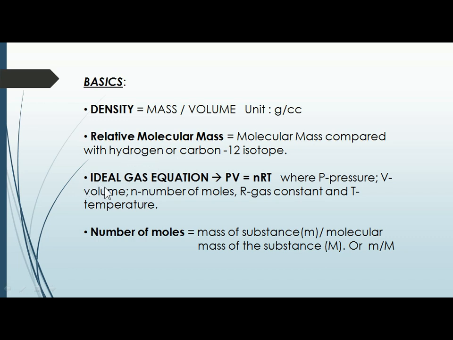Next concept we should know is ideal gas equation. It's a very famous equation. PV is equal to nRT, where P is the pressure, V is the volume, n is the number of moles, R is gas constant, and T is temperature. The next we are going to talk about the small n, that means number of moles. Number of moles can be calculated by using the formula mass of a substance small m divided by molecular mass of a substance capital M, or simply we can say small m by capital M. So this formula we are going to use instead of n here.